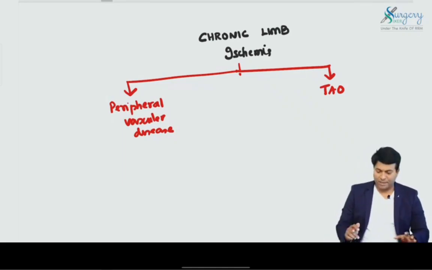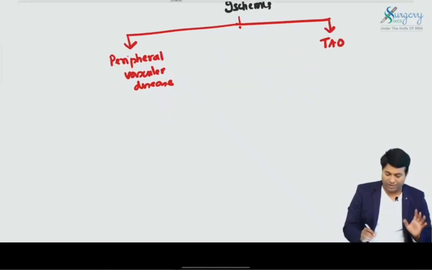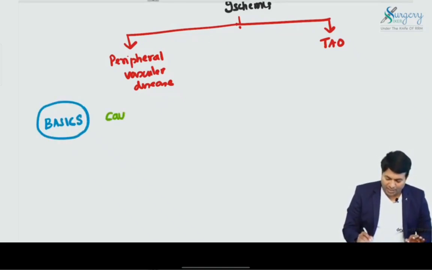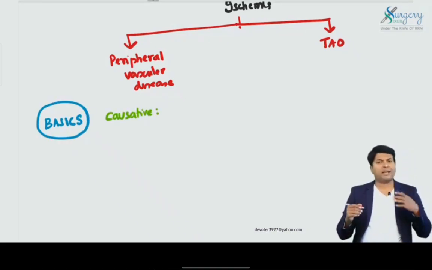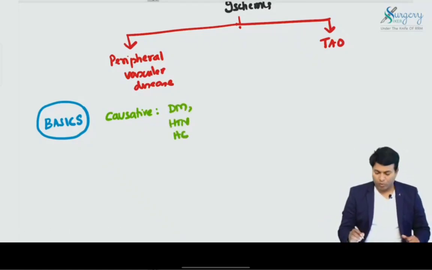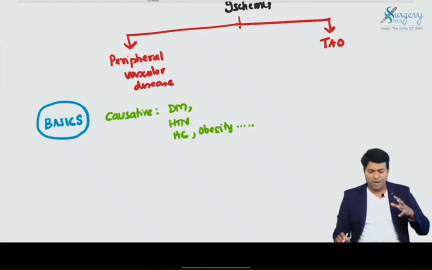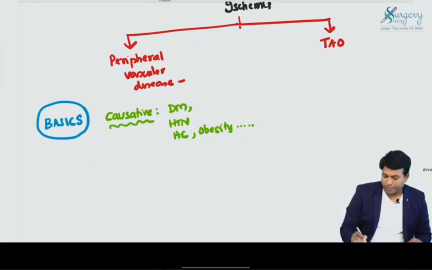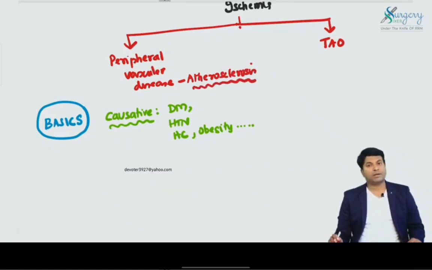So peripheral vascular disease and TAO, let me tell you the basic differences. Peripheral vascular disease, what are the causative factors? The causative factors are enormous, like the causes of atherosclerosis: diabetes mellitus, hypertension, hypercholesterolemia, obesity. All these are various causative factors of peripheral vascular disease, resulting in atherosclerosis and obstruction of the blood flow. So this is one topic, atherosclerosis of the lower limb.